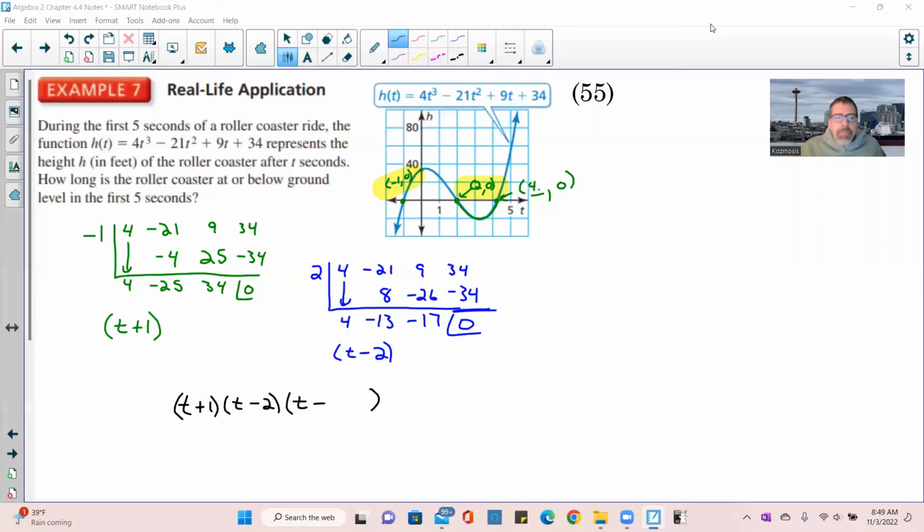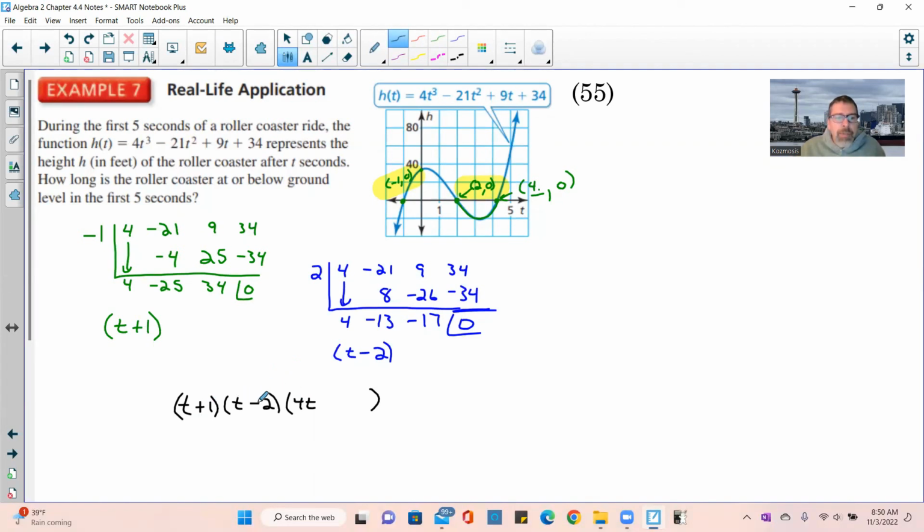Okay, so what's really neat about this is t times t is t squared. t squared times t is t cubed, but I need a 4. So now I know that this isn't just a t, it's 4t. Okay, let me go over that again. t times 4t is 4t cubed. So that's what told me that this leading coefficient is 4.